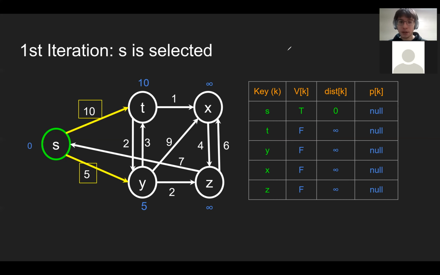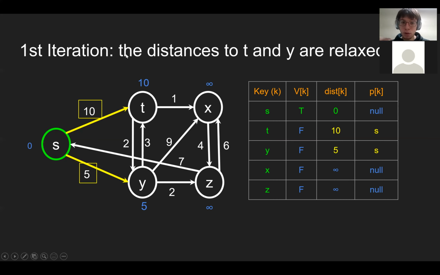So let's go ahead and go through the slides. In the first iteration, the distances to T and Y are relaxed, like I mentioned. So we have 10 and 5. The way Dijkstra's works is it's called a greedy algorithm.